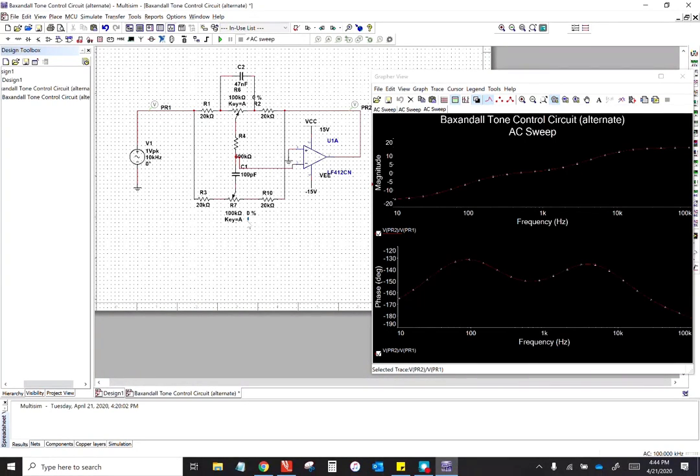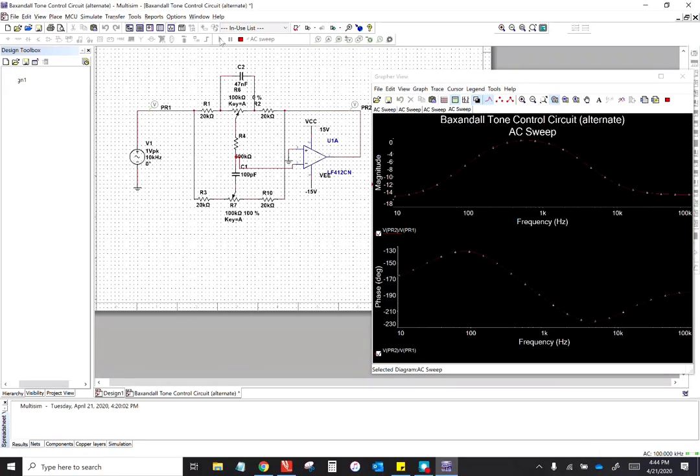And sure enough, if we now move this pot up to 100%, that's moving this connector all the way down to here. Now we're going to get minimum high frequency gain in addition to minimum low frequency gain. So now they're both at minus 16 dB. So notice that the gain can vary anywhere from minus 16 to plus 16 dB on both the low and high frequency end. And notice the middle frequency is always going to be around 0 dB.